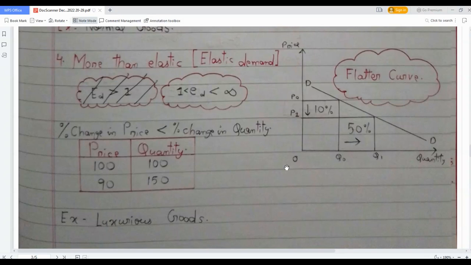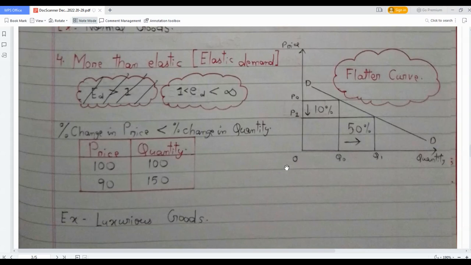Now the fourth one is more than elastic. More than elastic is also known as elastic demand. Here the ED lies between 1 and infinity, as ED is greater than 1 and less than infinity. First we have seen ED equal to 0, known as perfectly inelastic. Then we have seen perfectly elastic, where ED is equal to infinity. Then we have seen the middle position where ED is equal to 1, known as unit elastic. Now we are seeing that ED is greater than 1 and less than infinity, known as elastic demand.